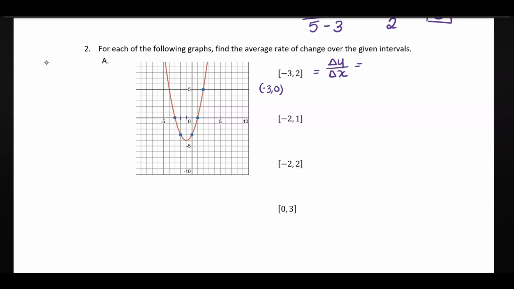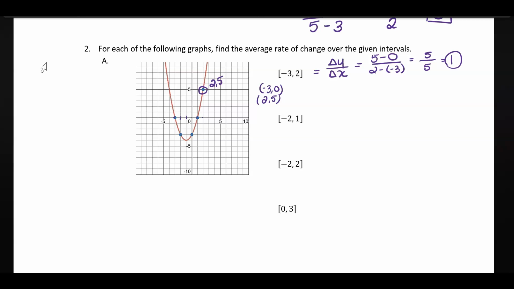So my y value is 0 and my x value is negative 3. And for 2, I'm going to have, this is 1, this is 2, so I have this point here, and so this looks like it's 2, comma 5. And so I'm going to have 2, comma 5. So now this is going to look like 5 minus 0 over 2 minus negative 3. So this is 5 over 2 minus 3. That's also going to give me a 5. So this is going to be a rate of change of 1.